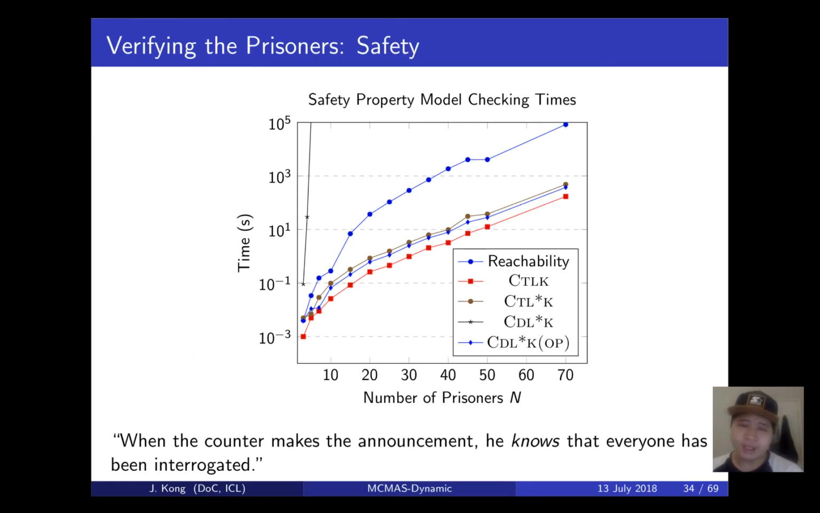So we verified a safety property for the prisoners and light bulb scenario. That's when the counter makes an announcement, he knows everyone has been interrogated. And we see that for CTL star and CDL star, we are marginally slower than the base CTLK algorithm that MCMAS has. But to some extent, this is expected because CTL model checking is in P, while that for CTL star and CDL star is PSPACE-complete. We also observe that the performance optimizations for CDL star are crucial to get it running quickly. As you can see, the unoptimized CDL star K algorithm fails very quickly.